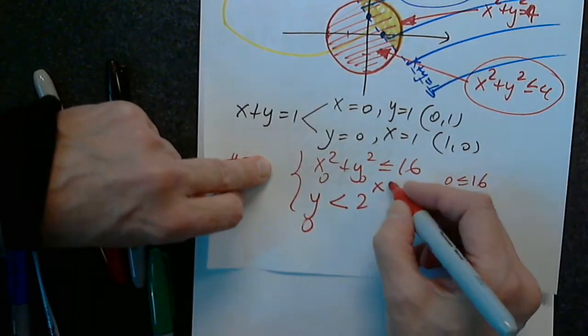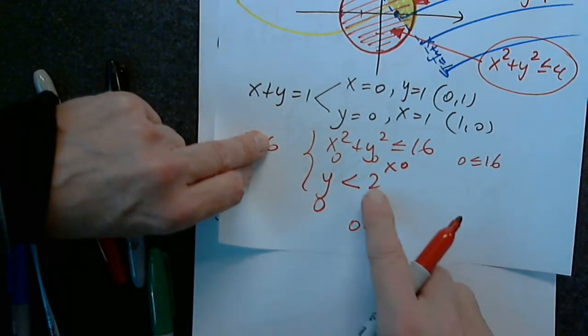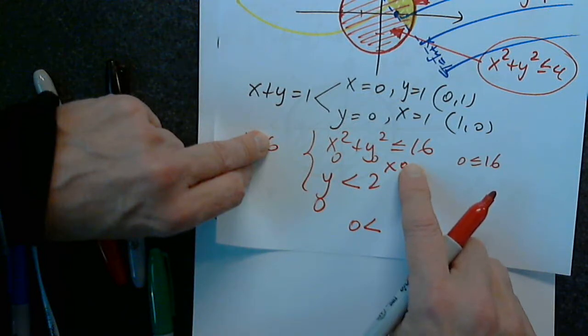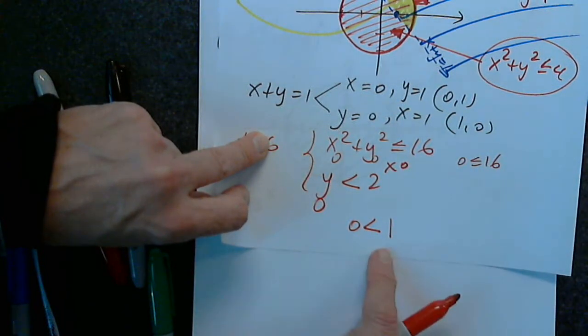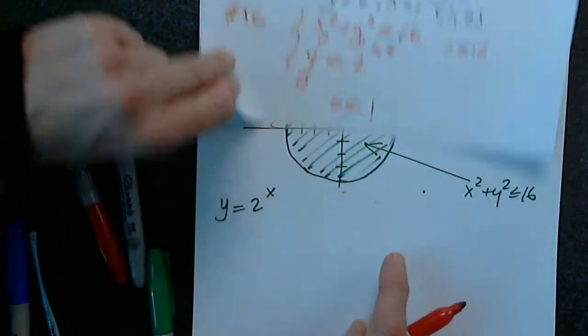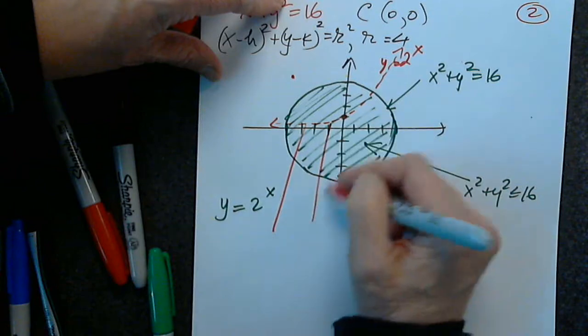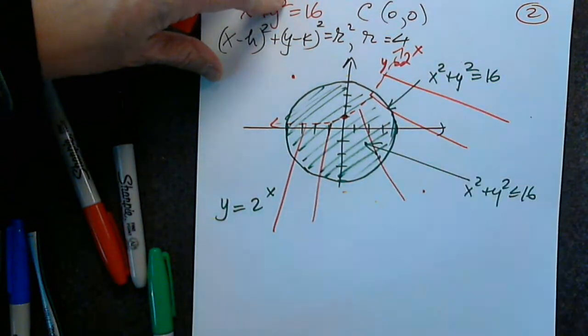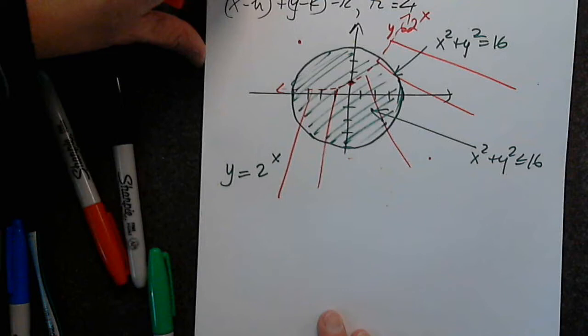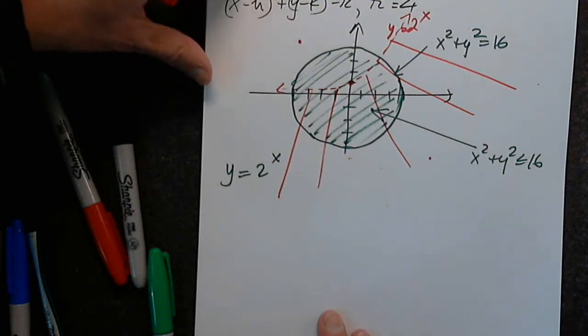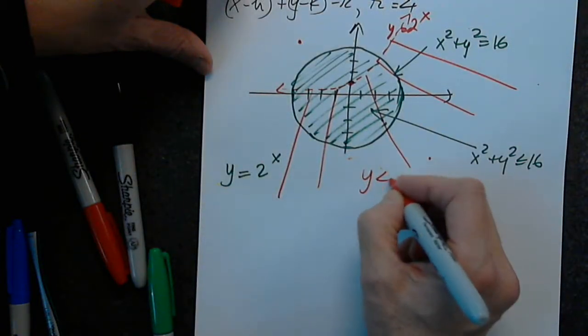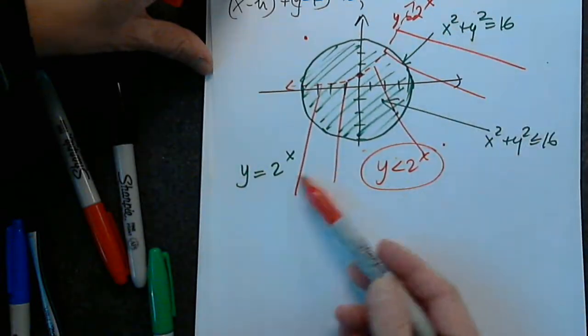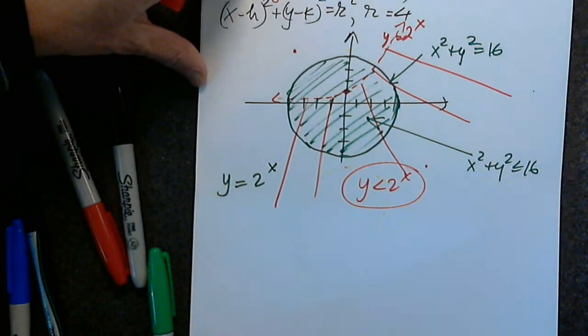So 0, 0. Is 0 less than 2 raised to 0, which is 1? Is this true? Is 0 less than 1? Therefore, I will shade in the territory that has the origin. So this is the inequality y less than 2 to the x. All points here except points on the curve.